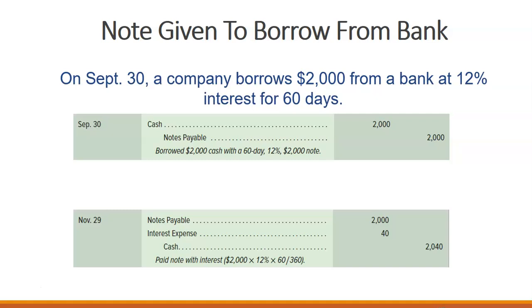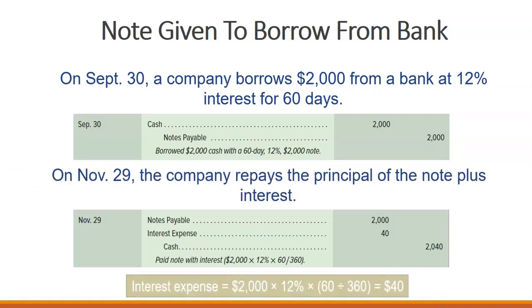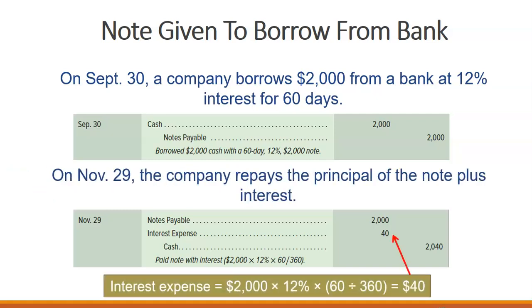In this example, we borrowed money from the bank. On the day that we borrow money, we receive cash, and now we have an obligation to pay the bank back that cash that we're borrowing. In this, we have a 60-day 12% $2,000 note. When it gets repaid on its maturity date, we pay the note plus the interest expense with cash.